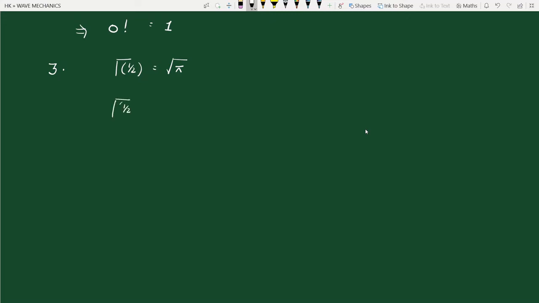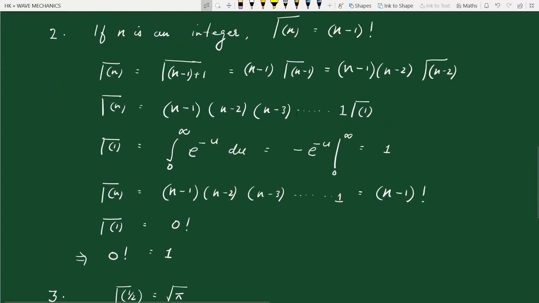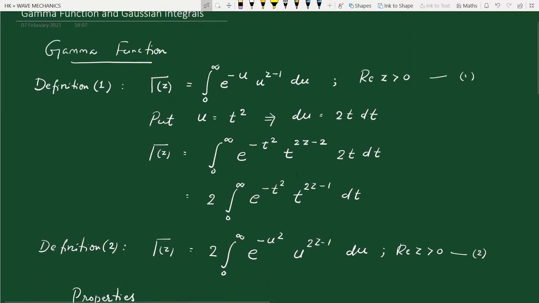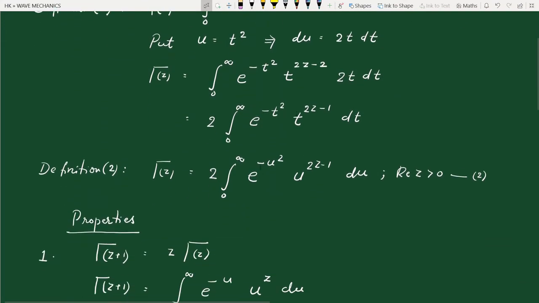First of all, what is gamma half? This time I will use the second form of the gamma function, the second definition. Here, if you put z equal to half, then look at this polynomial part, u raised to 2z minus 1. If you put z equal to half, 2 into half is 1, and 1 minus 1 is 0. So u raised to 0 is 1, and that part will go.